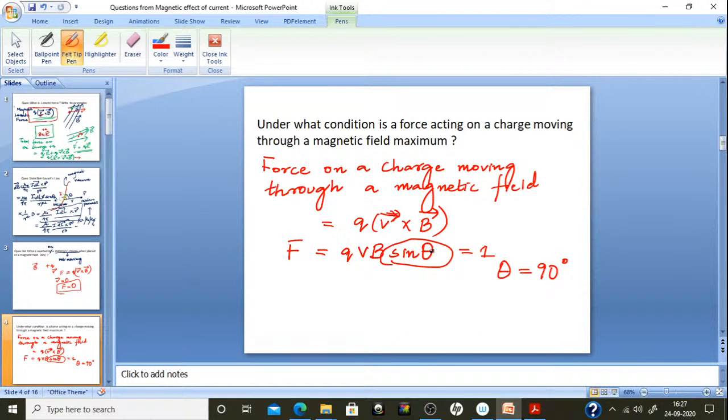What is theta? Theta is the angle between V and B. If your charge is moving in this direction and B is in this direction, suppose this is your B and this is your V, this is 90 degrees. So in that case your force will be maximum. Is it clear? So the answer is, the force on a charge moving through a magnetic field will be maximum when the angle between the direction of movement and the direction of the magnetic field is 90 degrees.